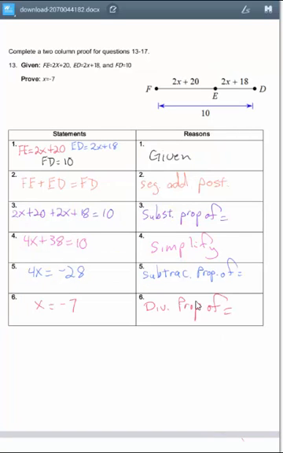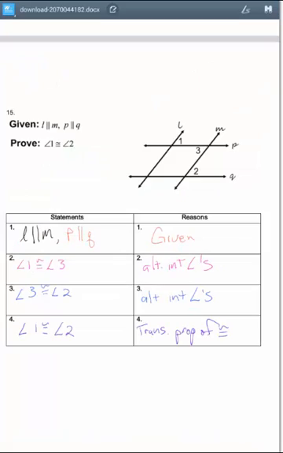Moving on to number 13. Number 13 says, oh, I think I did 13 already. Hold on. I just did 13. Sorry about that, I went in the wrong direction.